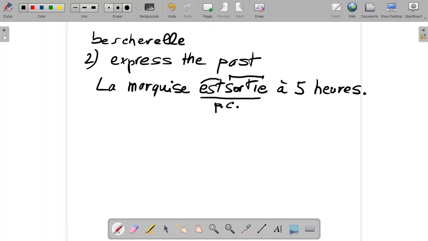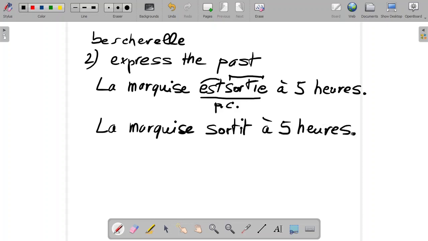So this is passé composé, but you could say the exact same thing using the passé simple. Exactly the same thing. So this is passé simple of sortir. Okay, this is passé simple. No, it's not the present. Present is sort. So this would be used when you talk, regular talking, everyday talking. This would only be used in writing. You would never say this when you talk, never.